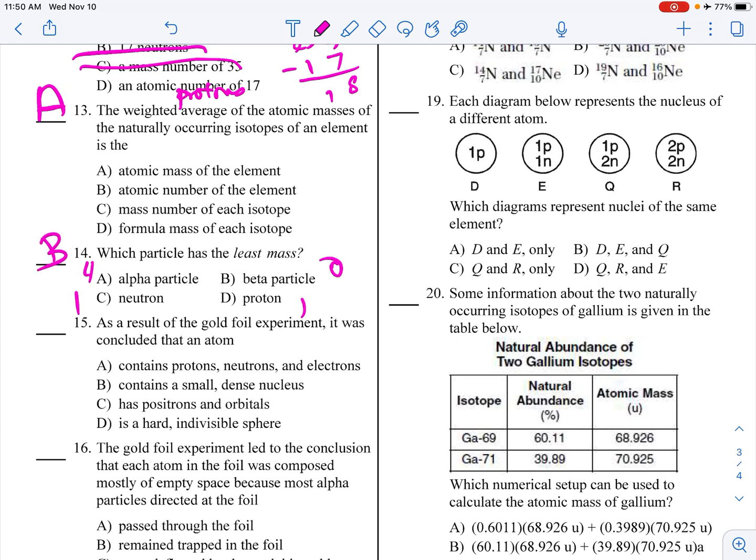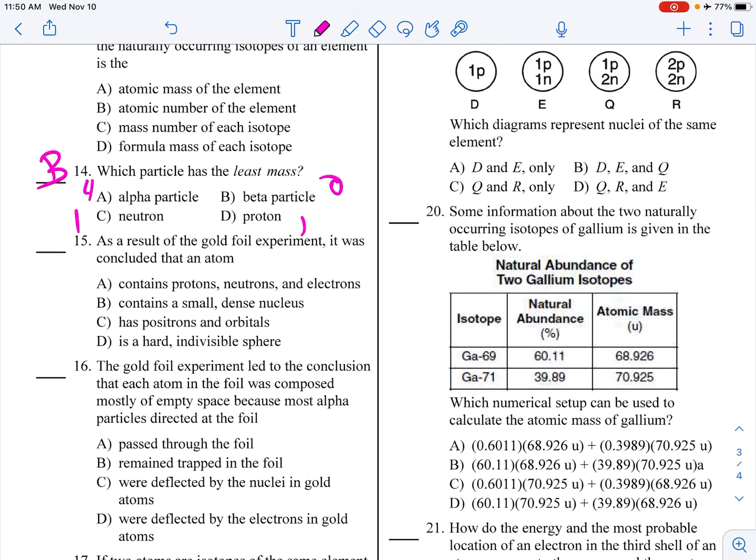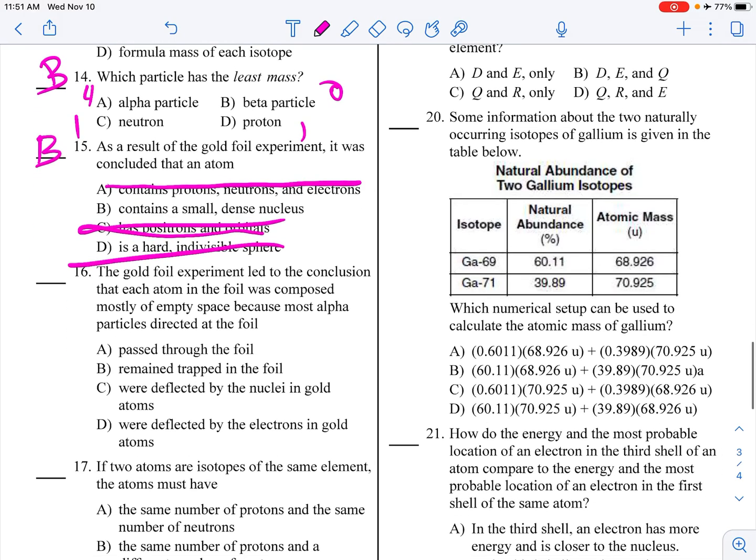Reference Table O. As a result of the gold foil experiment, it was concluded that an atom... no, it did not know this. All it figured out was a small dense nucleus. Also empty space, but that's not written here. No. Hard indivisible sphere, nope, that was Democritus and John Dalton.